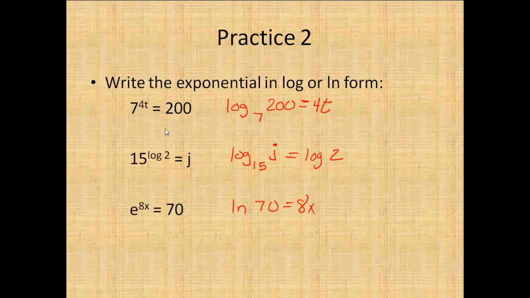Okay, these were probably a little bit trickier, but it's still the same setup. So I take my base, so I have log base 7 of 200 equals my exponent. Well, my exponent this time is 4t. Okay, this one, I have a base of 15, so I have log base 15 of j is equal to, well, this time my exponent is a log of 2. So log base 15 of j is equal to log 2. And the last one, since it's an e, I use natural log, so natural log of 70 equals my exponent of 8x.